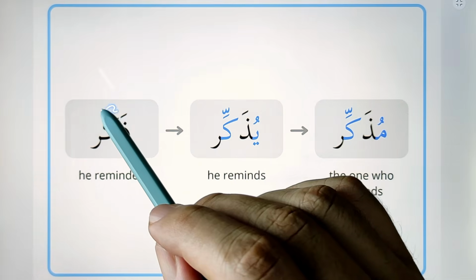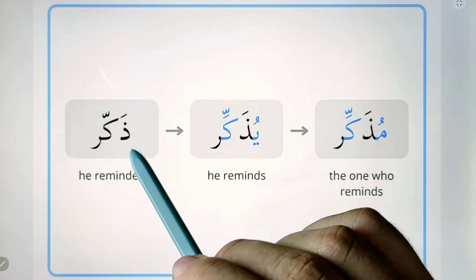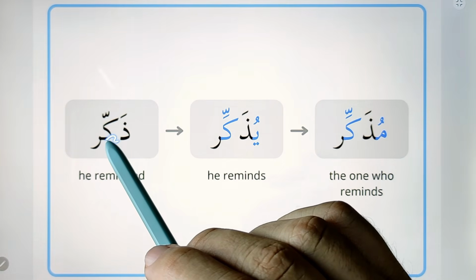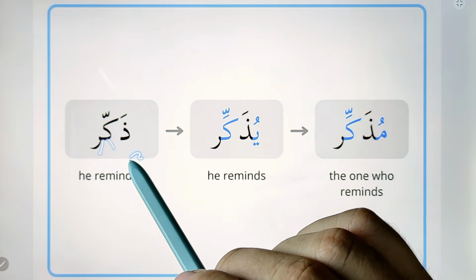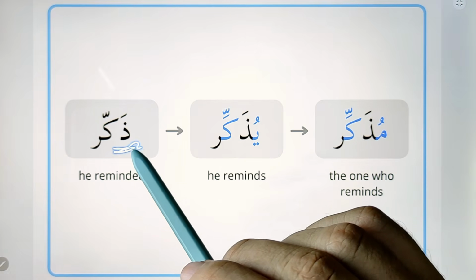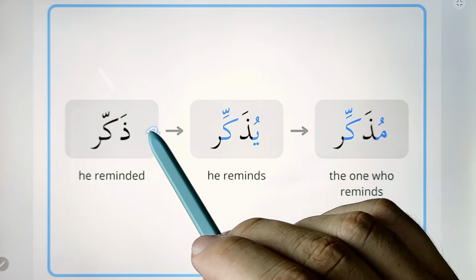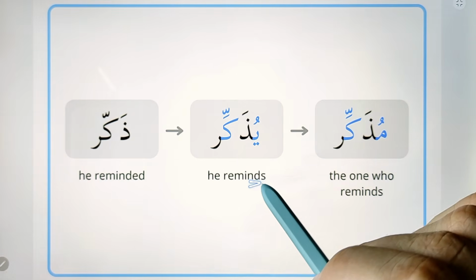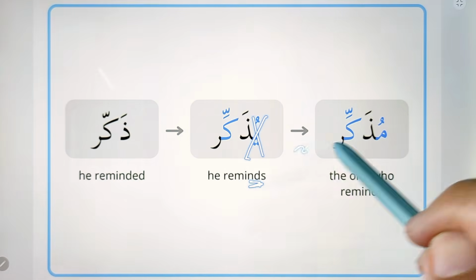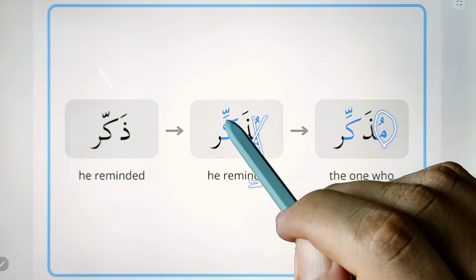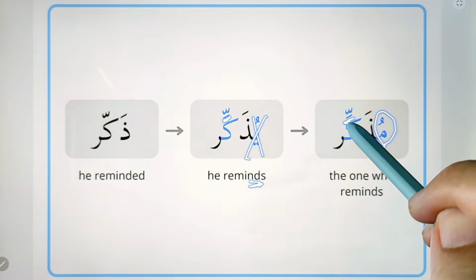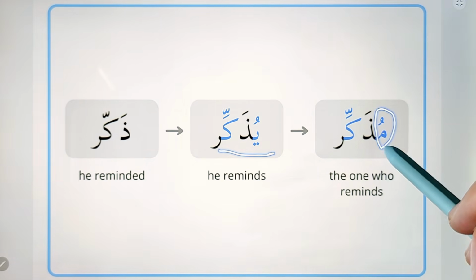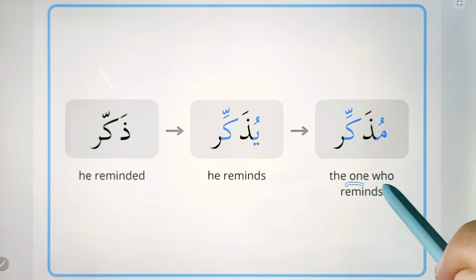One more example. ذكر. ذكر also is a 4 letter verb because there is a shadda on the kaf, so the kaf is 2 letters. Since we have a فعل غير ثلاثي, a non-3 letter verb, then bring it to the present. يذكر, he reminds. Remove the ya, add mim with dhamma, add kasra on the letter before the last. So يذكر will become مذكر. مذكر is the one who reminds.